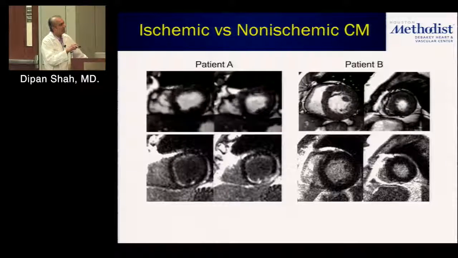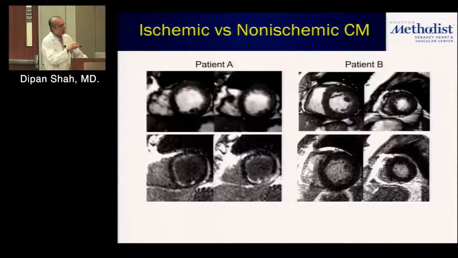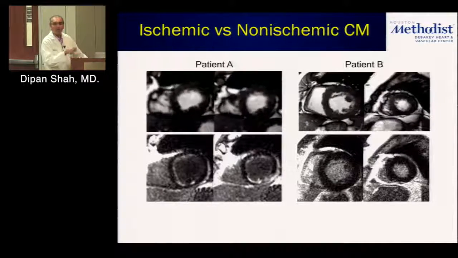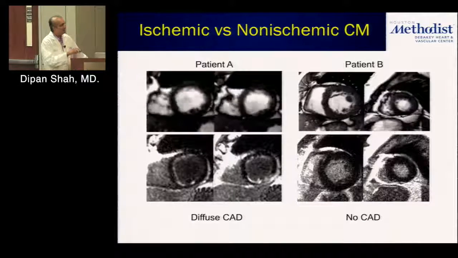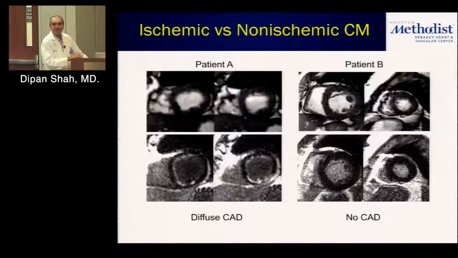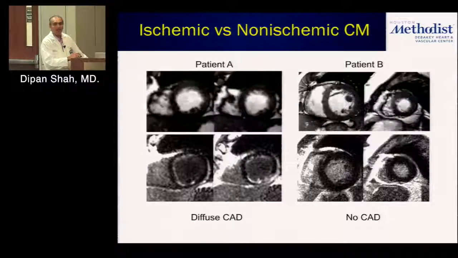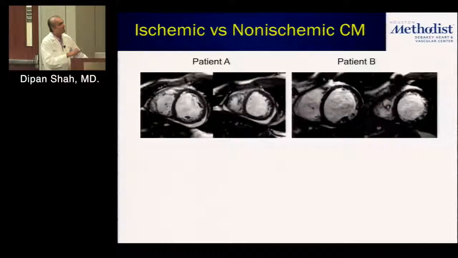So obviously, for those of you that are not familiar with this, there's an area of hyperenhancement here that's subendocardial that involves the anterior wall, the septum, and the inferior wall. So again, this fits a coronary artery territory distribution. And in fact, the person on the left, patient A, had diffuse CAD. The patient on the right, who had no hyperenhancement on the CMR, had no evidence of coronary disease. So this is just a different case.